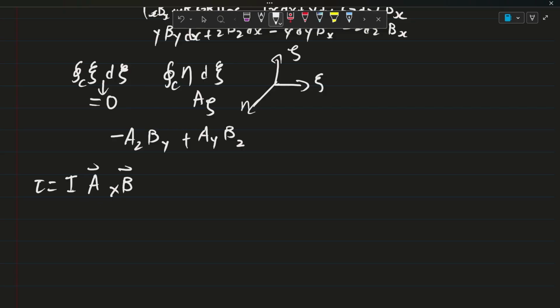And so we can actually combine this I times a vector, and this is what we call the m vector, or the magnetic dipole moment. So the magnetic dipole moment cross the b vector would be the torque.